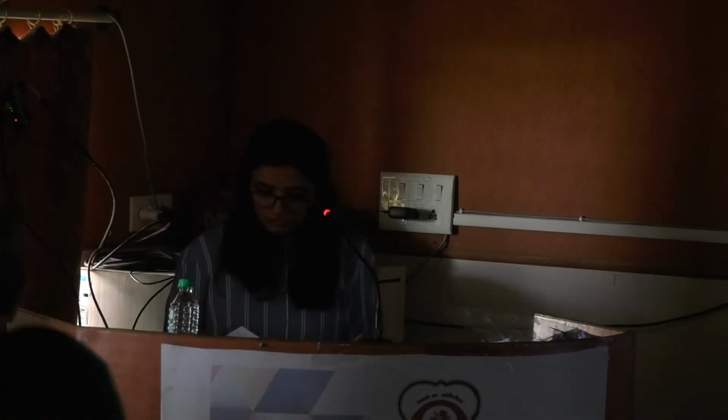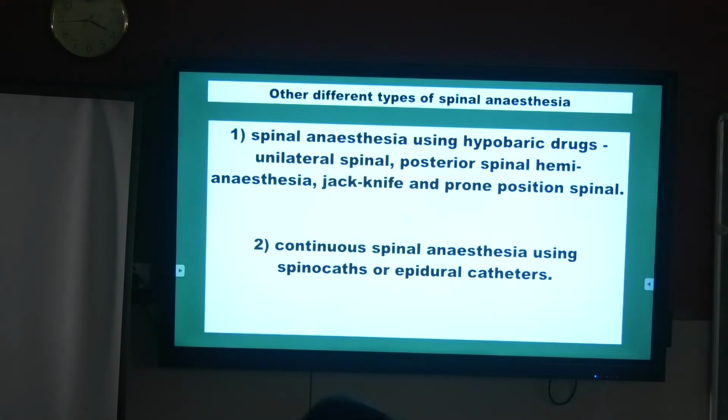Dr. Naresh sir, for the second lecture. With hypobaric drugs, you can have a unilateral spinal, and there is a new term, posterior spinal hemianesthesia, which can be done with hypobaric drugs only. If you give hypobaric drugs in prone position, you will have a posterior spinal hemianesthesia. This can be done with the patient in prone position only, using hypobaric drugs only. And other things you can do: jackknife position, prone position spinals, and continuous spinal anesthesia.